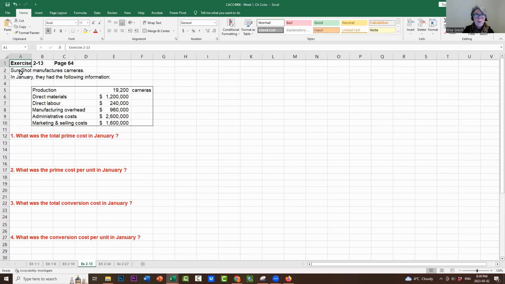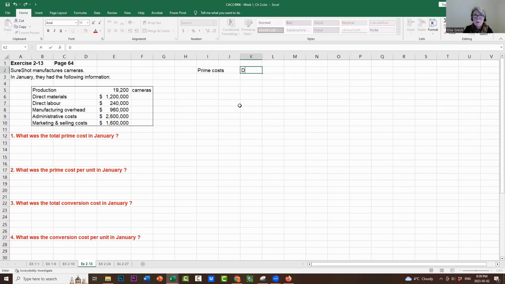Okay, so we've got a company that manufactures cameras. In January, they had the following information. So they produced this many cameras. This was their direct materials, direct labor. We've got the manufacturing overhead, we've got the administrative costs, and we've got the marketing and selling. What was the total prime cost?